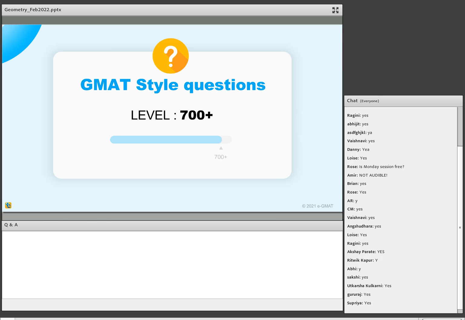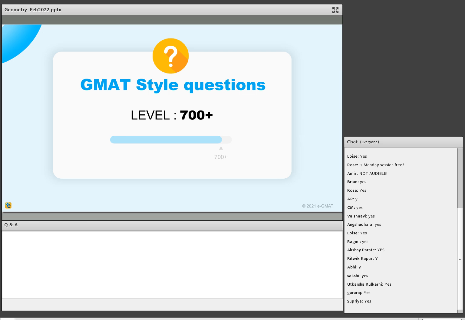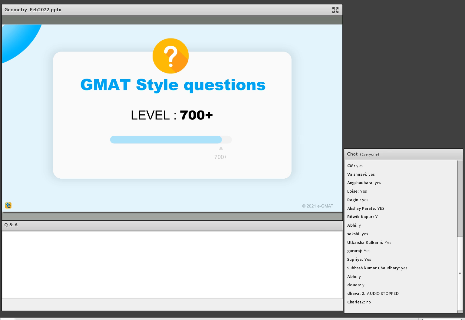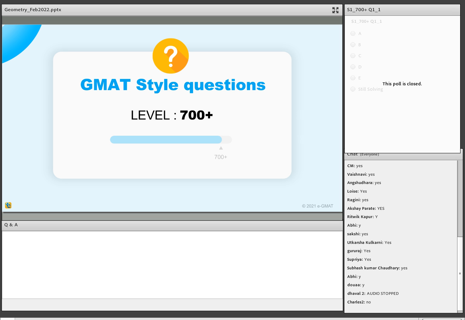Now, the simple rules of the room. Any question that I bring in, I'm going to introduce a poll. For those of you who have attended e-GMAT sessions before, you already know this aspect. How we're going to do this is very simple. I don't want to time you guys. Typically in a timed environment, yes, I would time you, but here I do not want to put any time constraint on you. So that's why we have this option called still solving at the bottom.